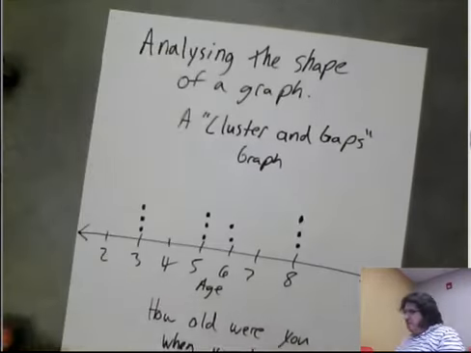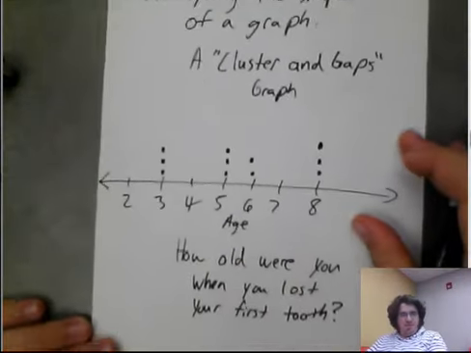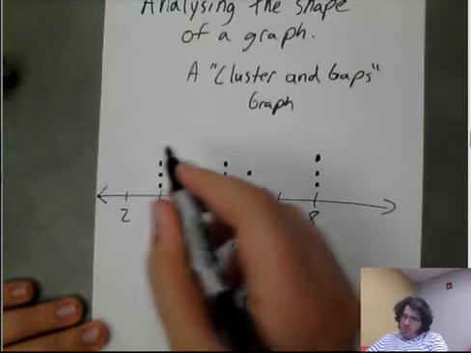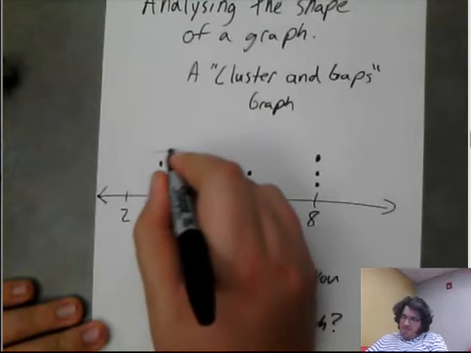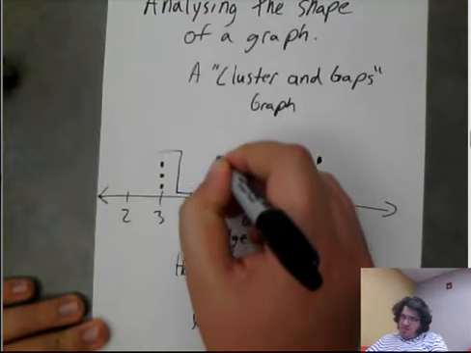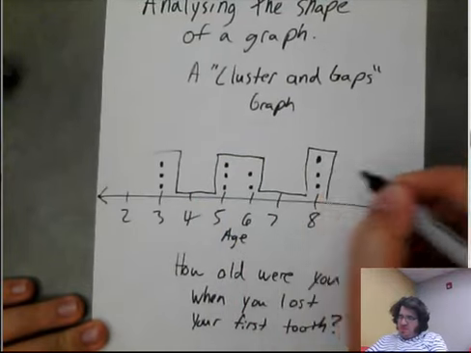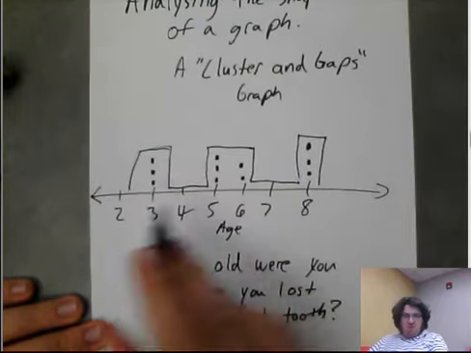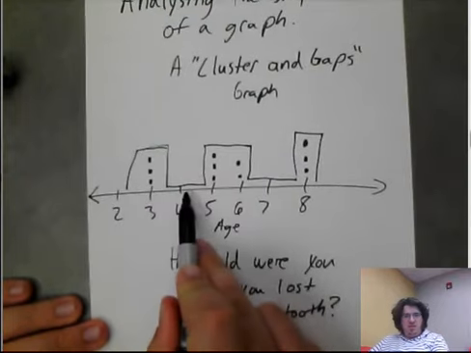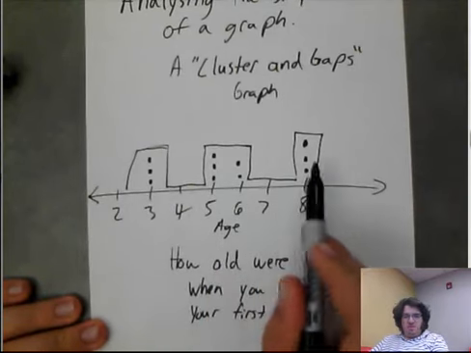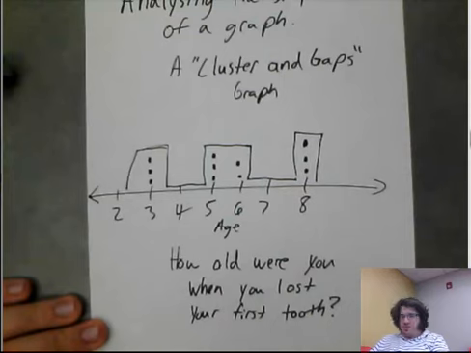Okay? Up next, we have clusters and gaps. Clusters and gaps is pretty self-explanatory. We're going to have clusters where we have some data, then we're going to have nothing, and then clusters where we have some data, and then nothing, and then clusters. So we're going to have spots where we have data, and spots where we are missing data. Those are gaps. That's clusters and gaps.